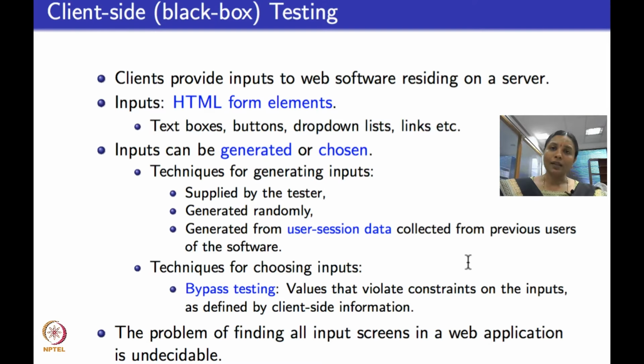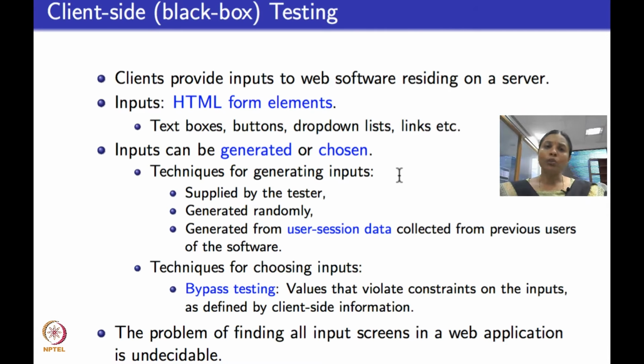Now for testing, these inputs can be chosen from a set or they could be generated from a set. So what are the techniques that are used for generating inputs? Typically, inputs are supplied by a tester. Tester could have a lot of domain knowledge about the concerned application and knows what to effectively test and supplies the test inputs, or input could be randomly generated. Usually random generation of inputs is not considered very effective because you don't know what you're testing.